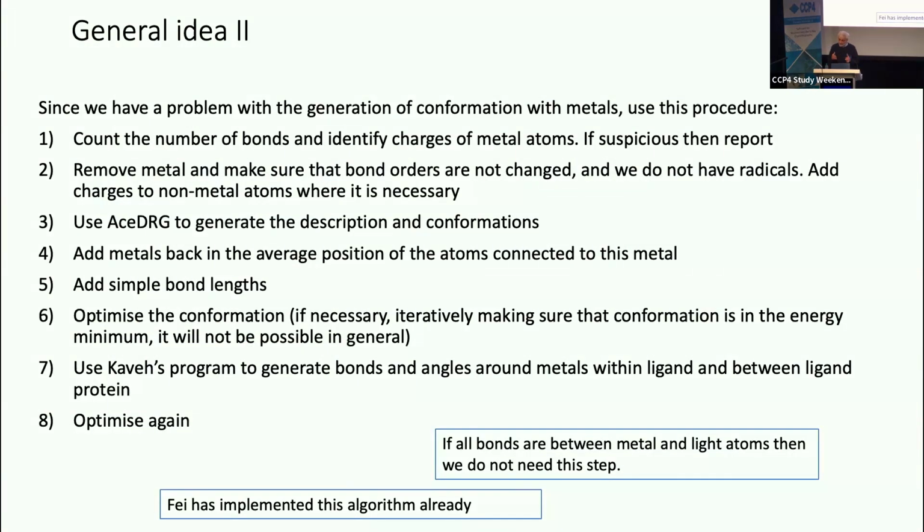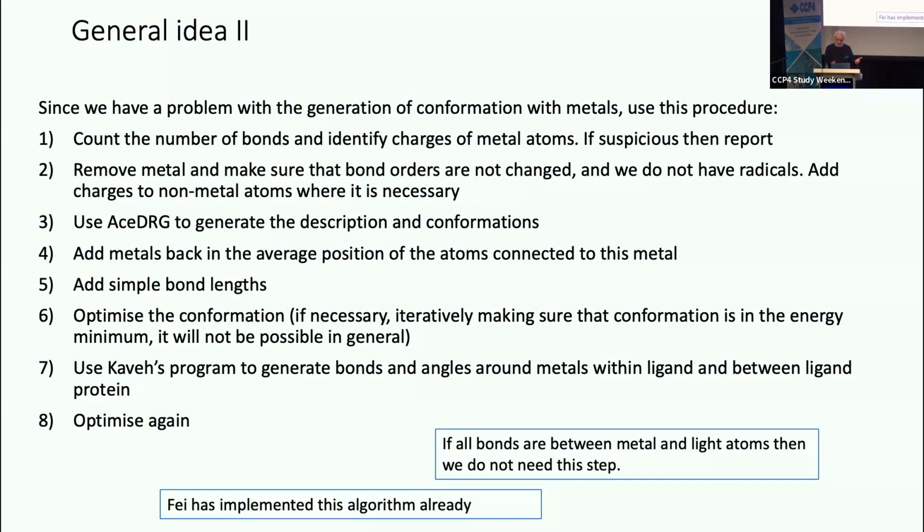Second idea is that since we are dealing with, and not only we, almost all programs are dealing with metal-containing ligands, they have problems because metals may sometimes have a lot of bonds and not all bonds make sense. So we had a very simple idea: take a metal-containing ligand, remove the metal, generate restraints, but remember that there are metals, and then we bring back the metal and make sure that the hydrogen charges are balanced.